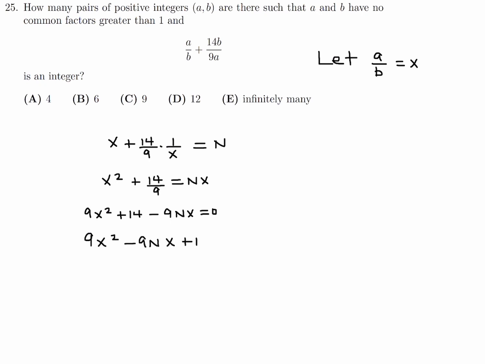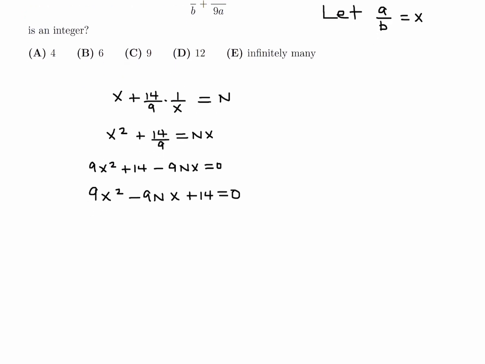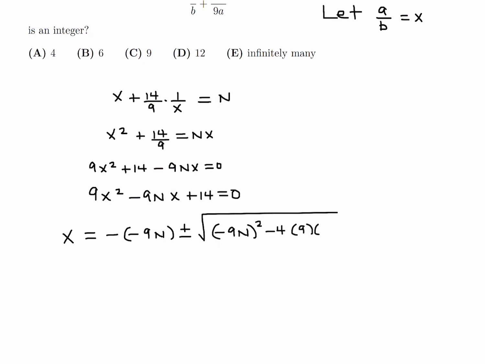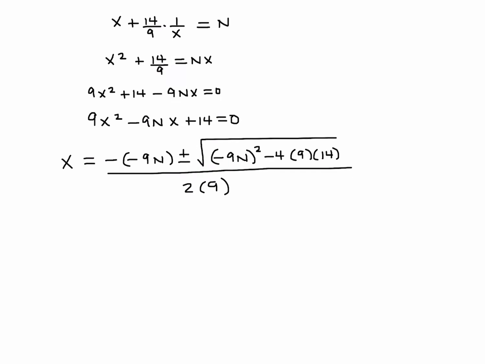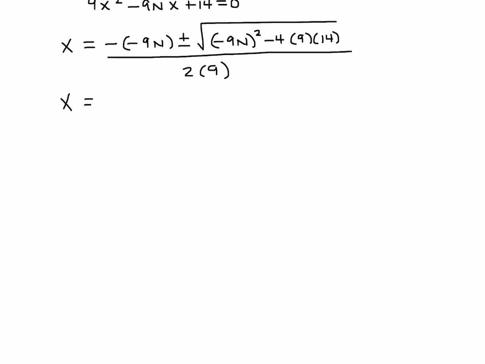And in order to get the solutions, I'm going to have to use the quadratic formula. So x equals minus b, which is minus 9n, plus or minus the square root of b squared, which is 81n squared, minus 4a, which is 9, times c, which is 14, all over 2a, which is 9. Now, x simplified becomes 9n plus or minus the square root of 81n squared minus 504, all under the square root sign, and that's over 18.